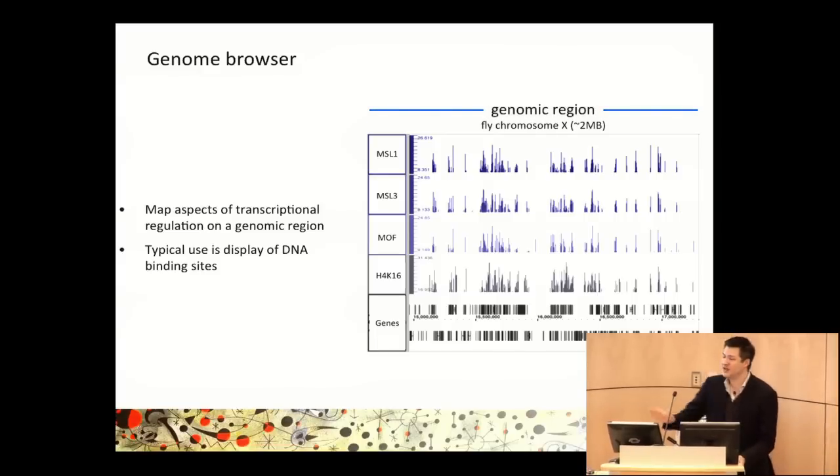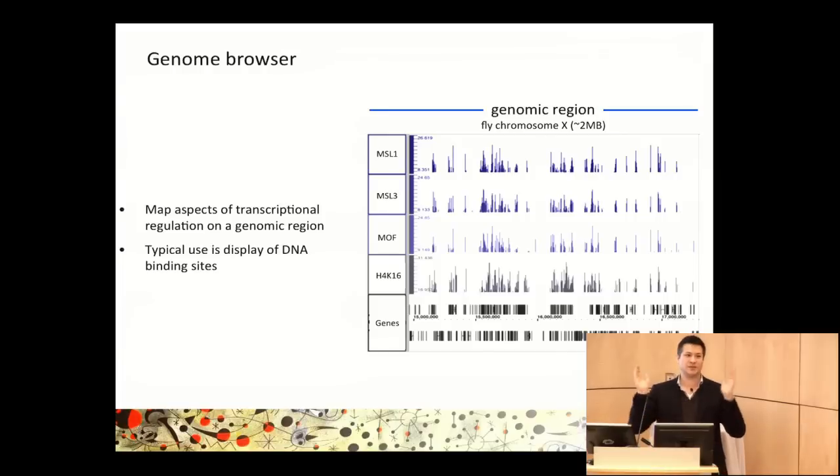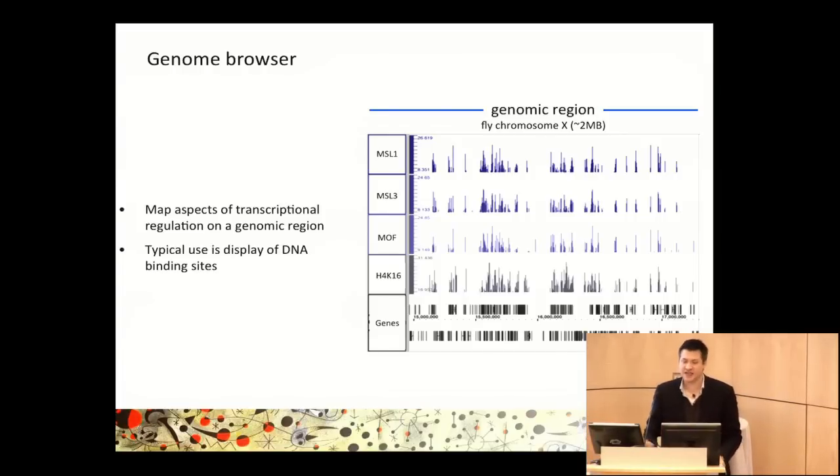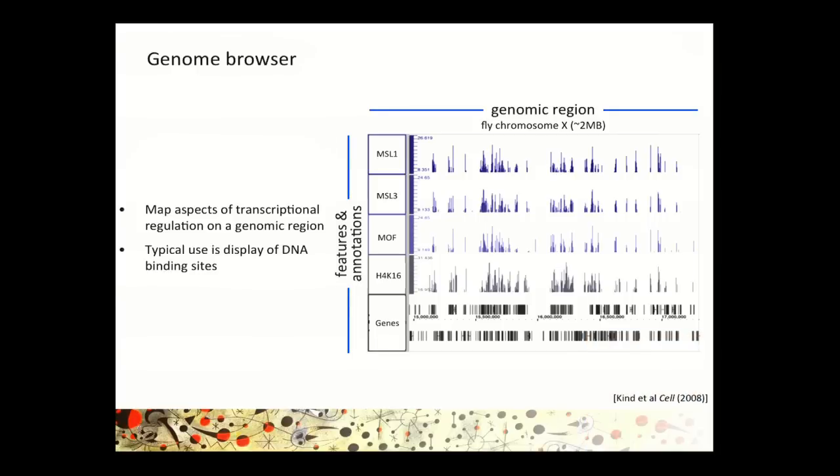Basically, what you have in the horizontal axis is a segment of genomic DNA. In this case, we have the fly chromosome X. And then we have different features lined up in different rows down the y-axis. And in this case, we're looking at binding by 3 different regulatory proteins in the fly genome, and we're also displaying the binding sites with respect to the genomic annotation.